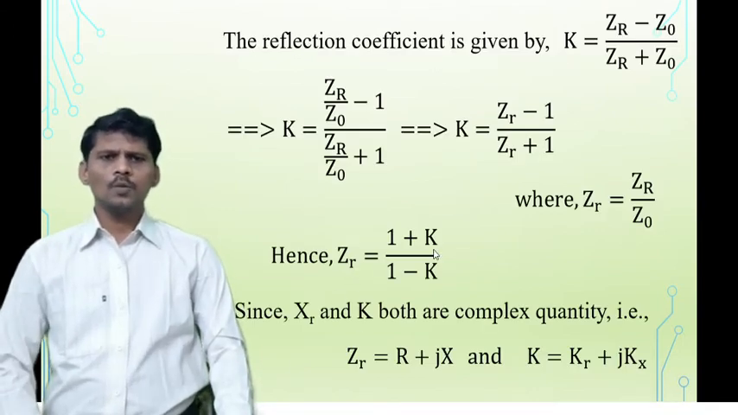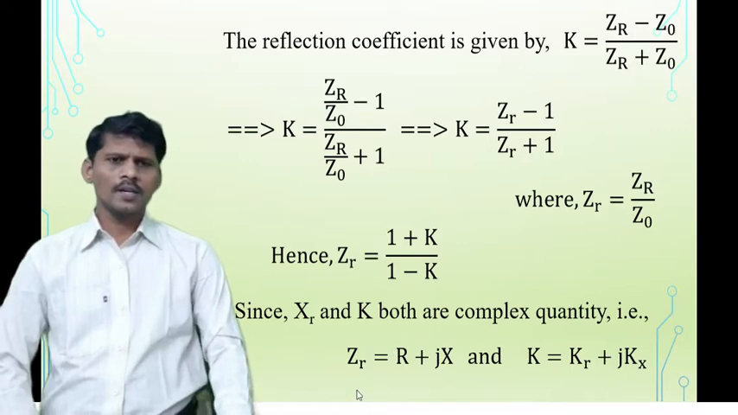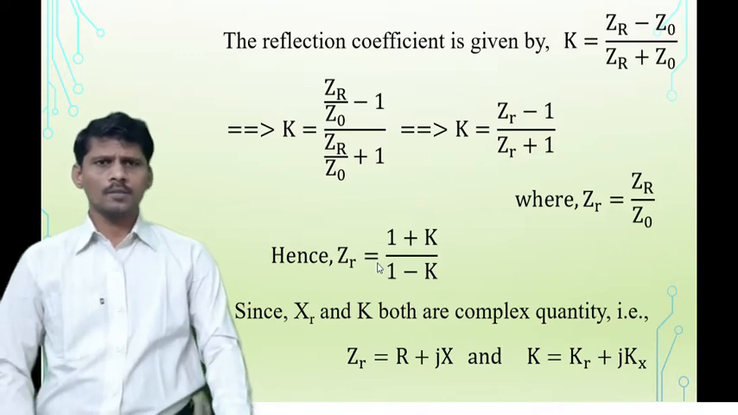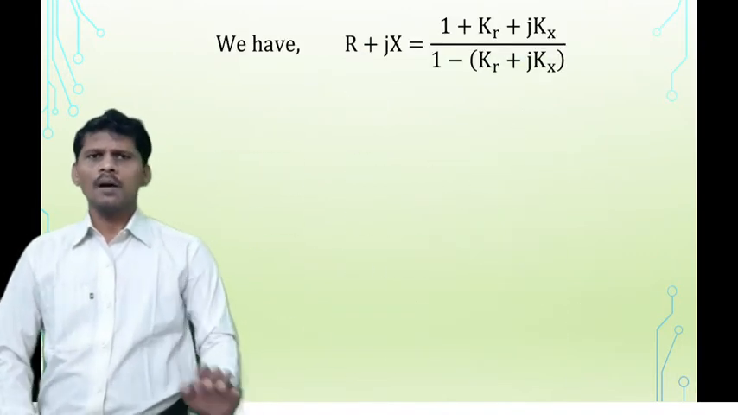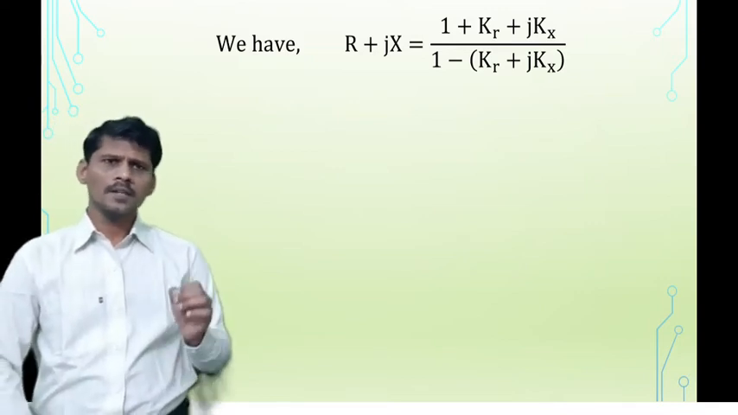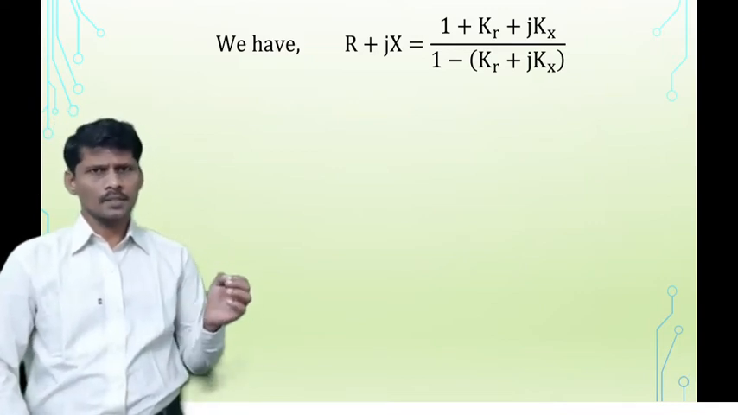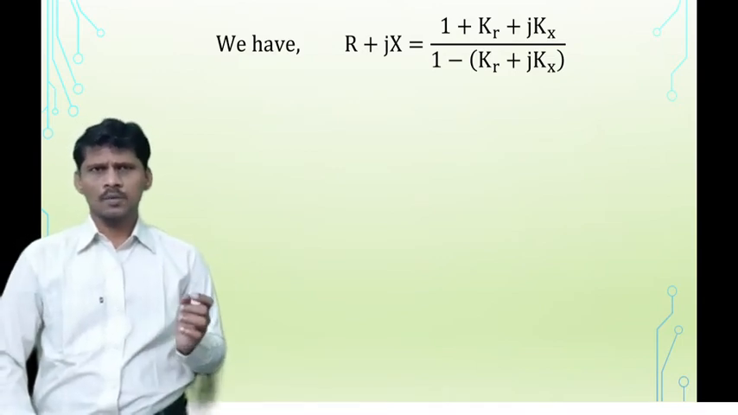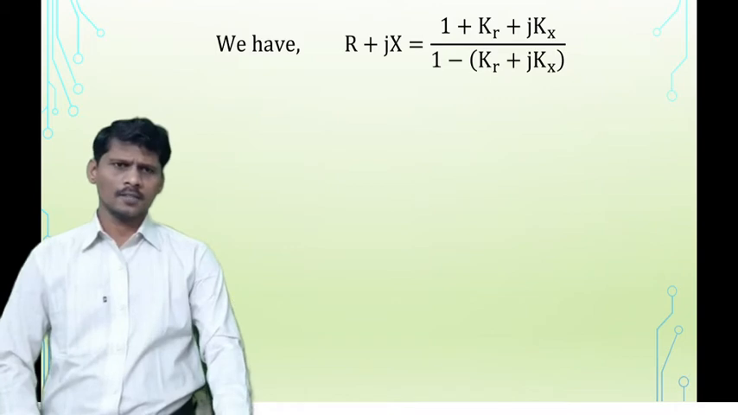Z_R is equal to (1 plus K) by (1 minus K). So what is Z_R? It is the normalized load impedance, R plus jX. Substituting these two values into this equation, we get R plus jX is equal to 1 plus Kr plus jKx, divided by 1 minus K. And K is Kr plus jKx.